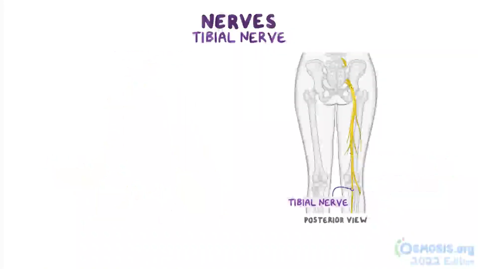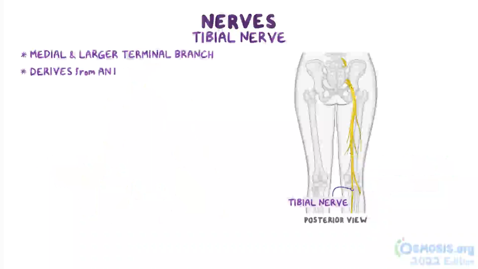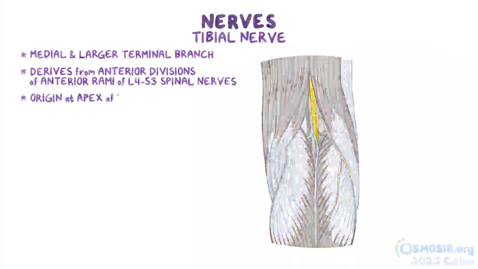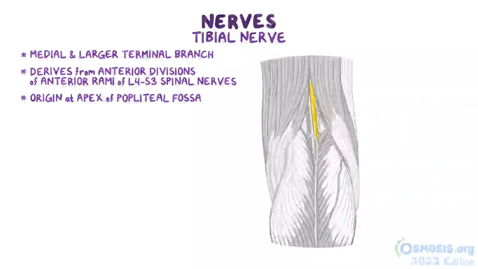The tibial nerve is the medial and larger terminal branch, and it derives from the anterior divisions of the anterior rami of the L4 to S3 spinal nerves. From its origin at the apex of the popliteal fossa, it divides the fossa into two equal parts as it passes from its superior to its inferior angle.